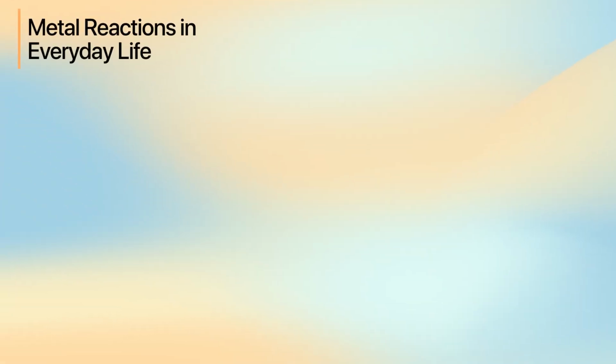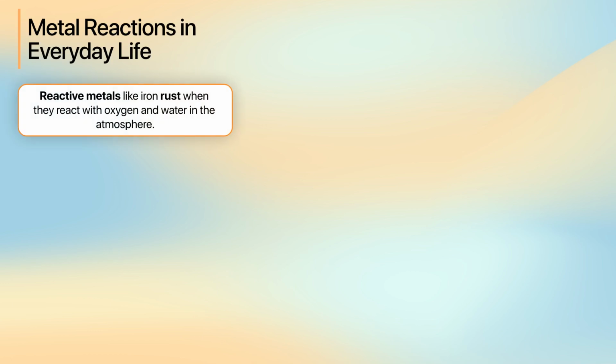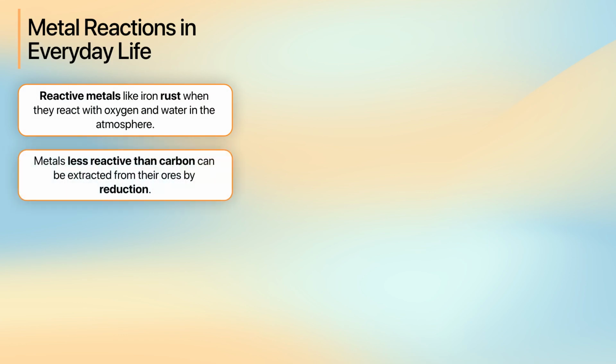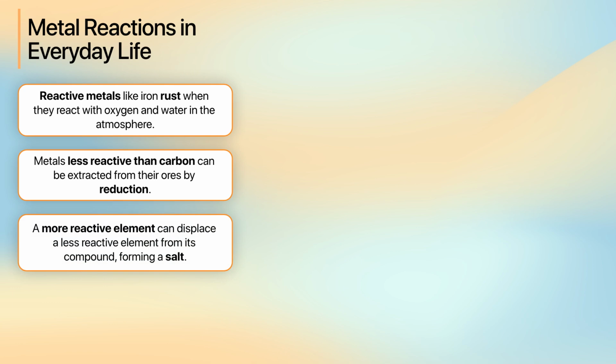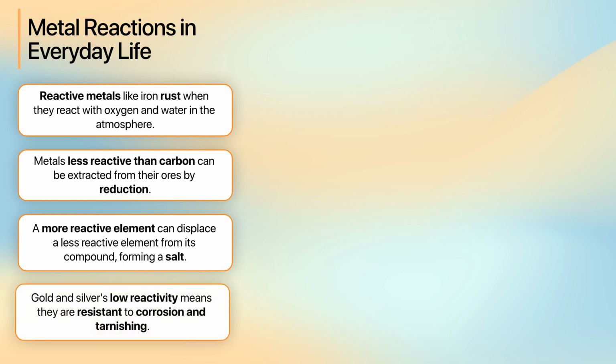In today's lesson, we delved into the reactivity of metals and its crucial role in understanding various chemical changes observed in everyday life. We looked at how more reactive metals rust when they react with oxygen and water in the atmosphere. We also looked at carbon reduction, which allows metals less reactive than carbon to be removed from their ores. We then understood how more reactive elements can displace less reactive ones to form salts. We also understood how low reactivity is useful in jewelry and electronics.